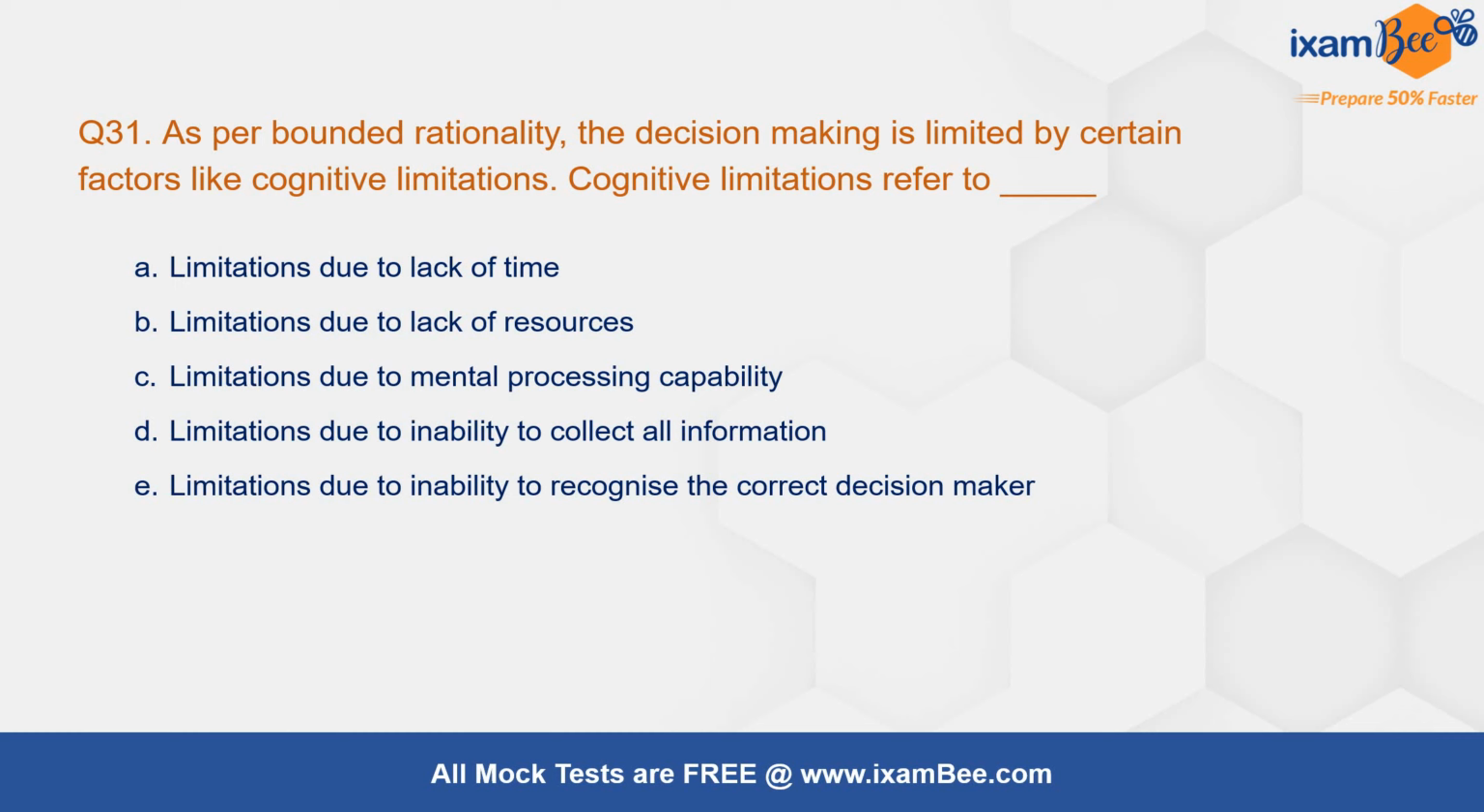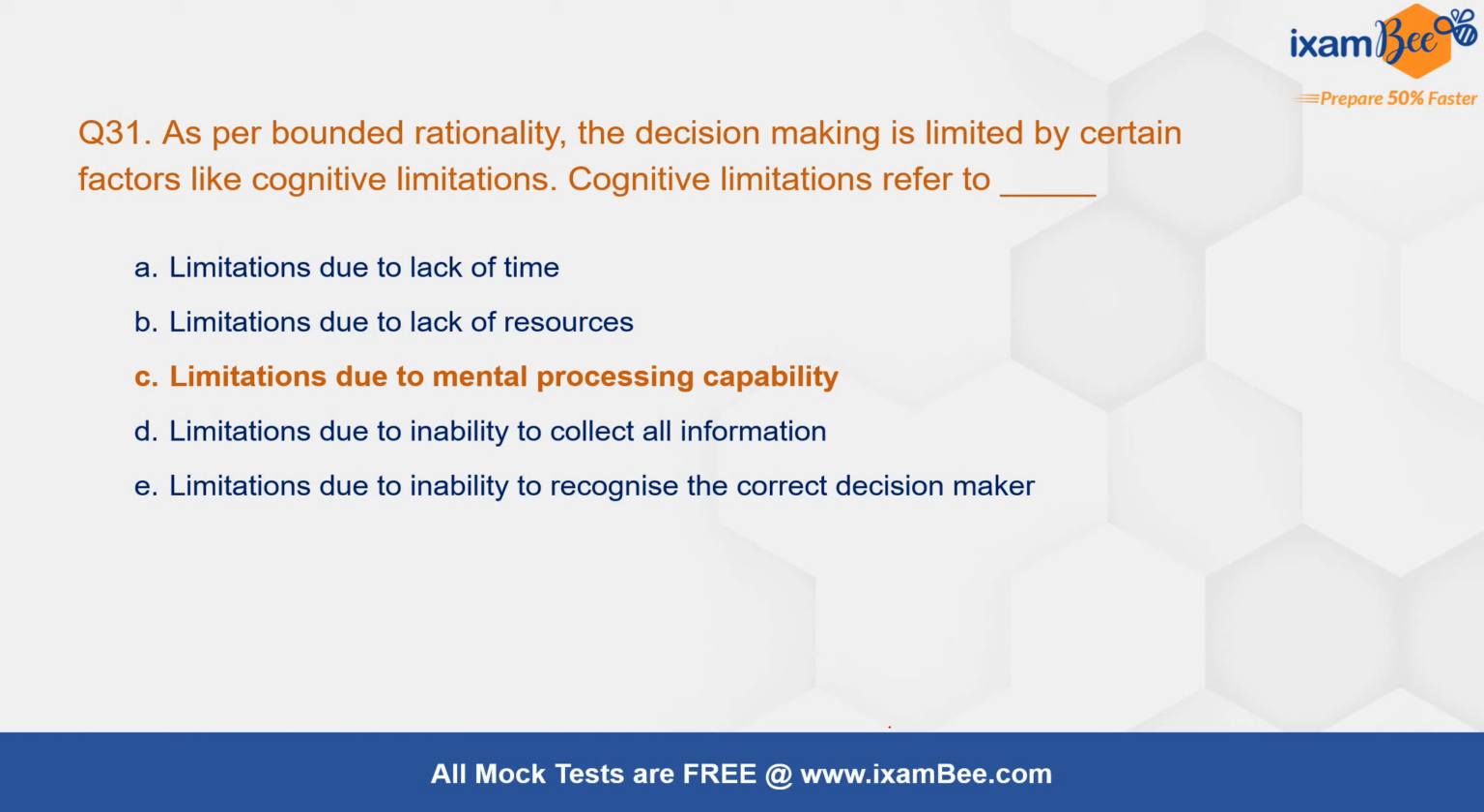Let's move on to the next question, question 31. As per bounded rationality, the decision making is limited by certain factors like cognitive limitation. Cognitive limitation refers to which of the following? Is it limitation due to lack of time, limitation due to lack of resources, limitation due to mental processing capability, limitation due to inability to collect all information, or limitation due to inability to recognize the correct decision maker? Cognitive limitations actually refer to the limitations you have to your mental capacity to process information.